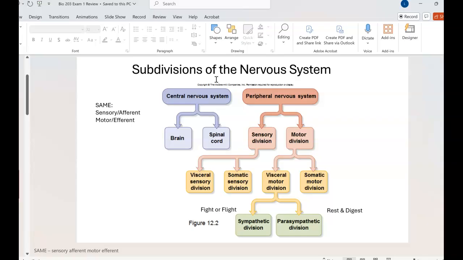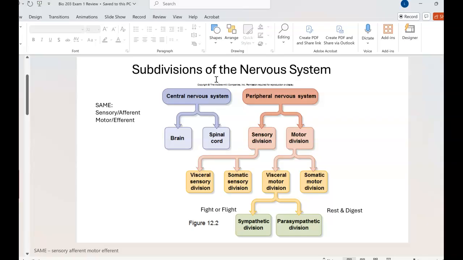Now, within the peripheral nervous system, we have the sensory division and motor division. The visceral sensory division is going to pick up that information internally. So think about those organ systems: cardiopulmonary, digestive, urinary. This is from the viscera, right? So if you have a gut reaction to something, you're having a visceral reaction. So internally. Somatic sensory division, we're talking about muscles, skin, bone, joints.